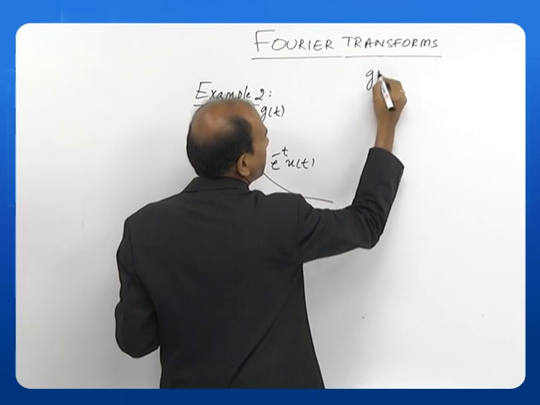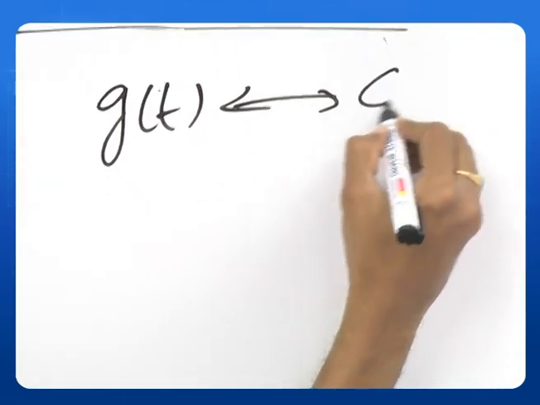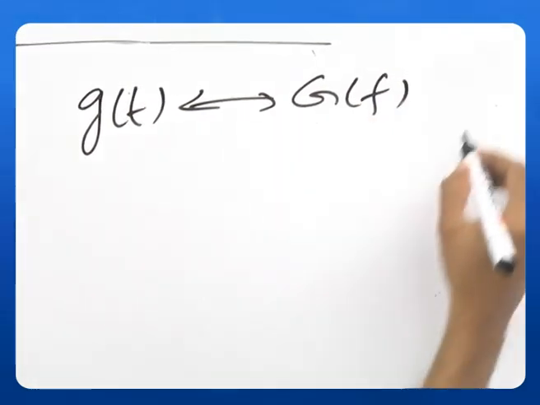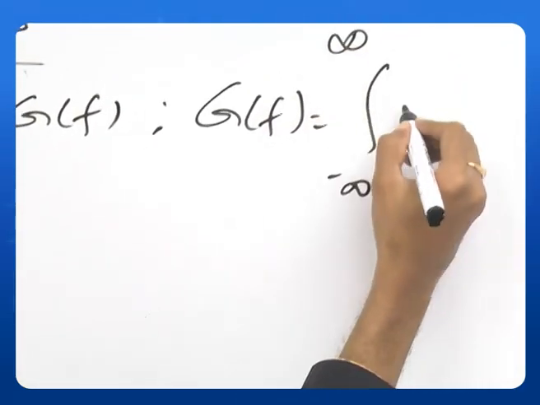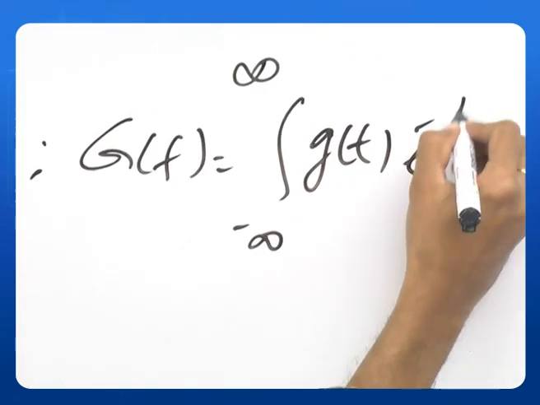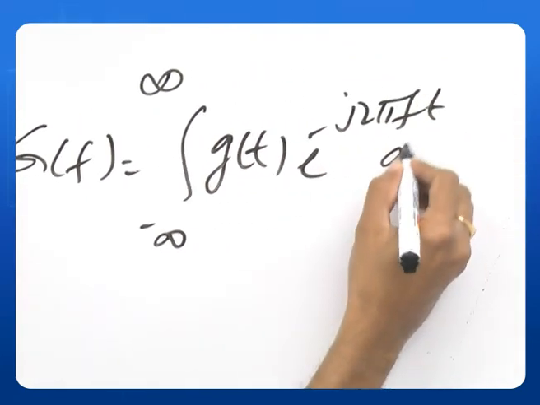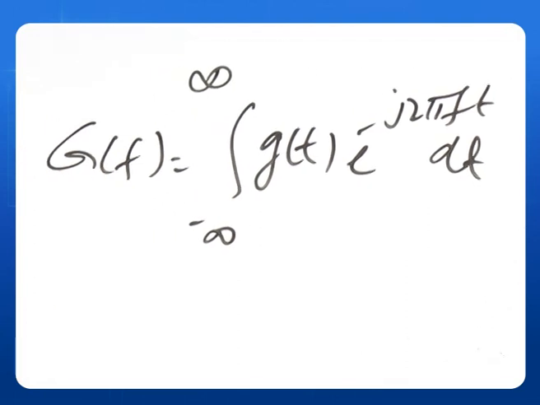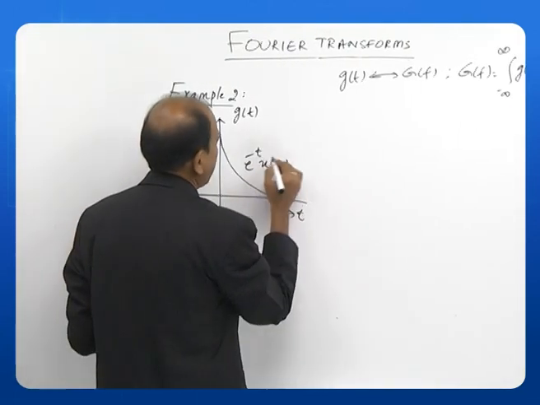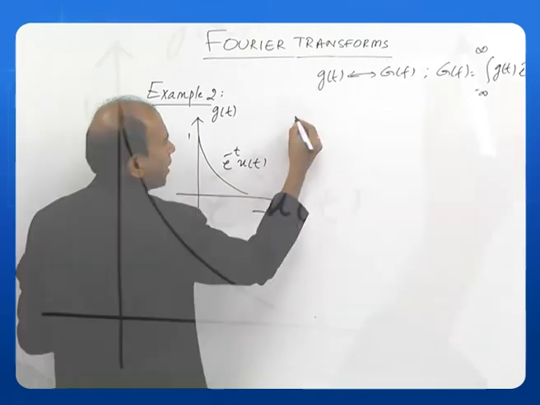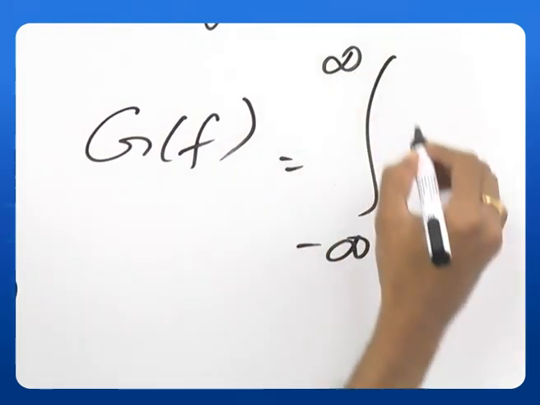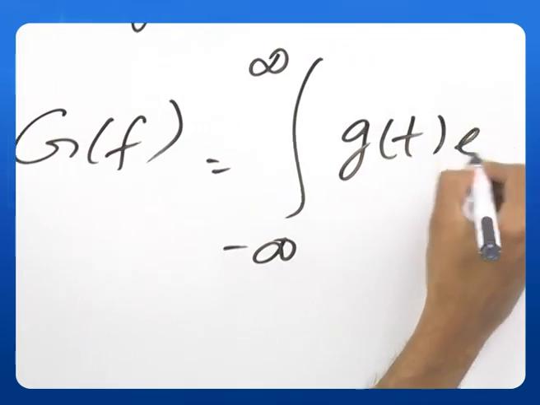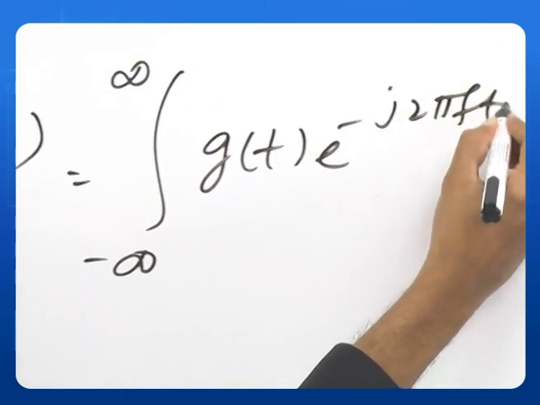So, g of t will have a Fourier transform that is equal to g of f, and g of f is given by the formula minus infinity to plus infinity g of t e to the power of minus j2 pi f t dt. So, this is the formula which we already know. Now, let us calculate for this. What is the function for us? This is the function, exponential function. So, g of f, okay, the limits are minus infinity to plus infinity g of t e to the power of minus j2 pi f t dt.